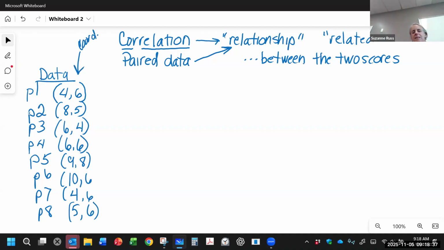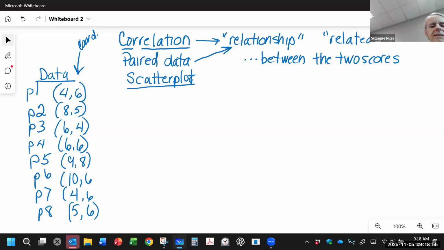And we're going to plot these out and see if we come up with any patterns, because that's what we're looking for. So correlation data are always displayed in a scatter plot, and that is the best way to know your data, is by looking at it. So when you work this week, you'll be creating a scatter plot.